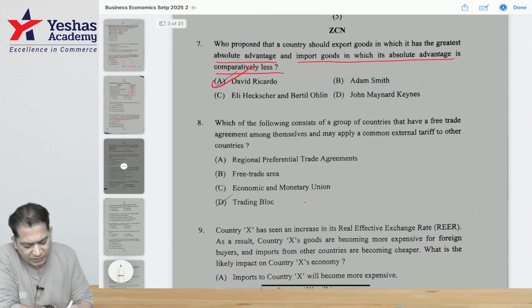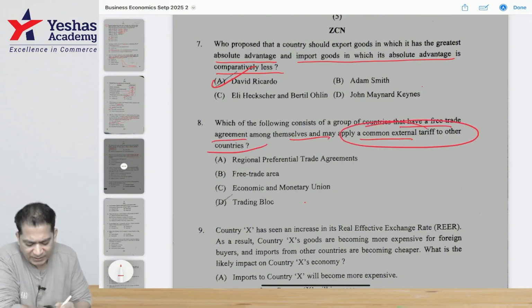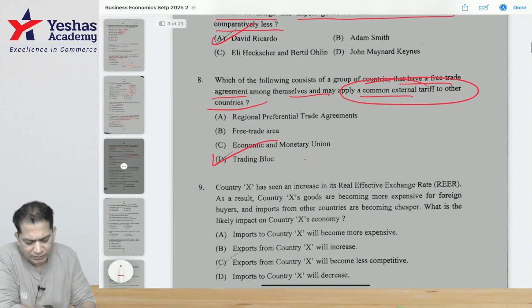Which of the following consists of a group of countries that have a free trade agreement among themselves and may apply a common external tariff? Again, specifically covered, trading block or trade block.